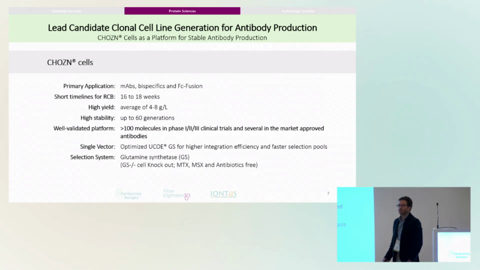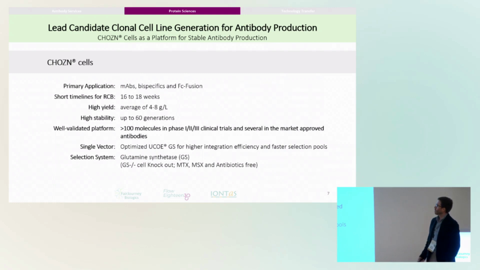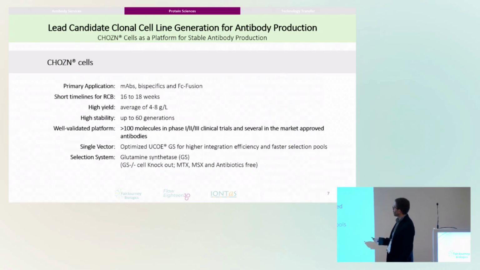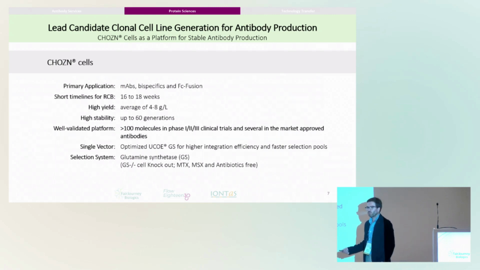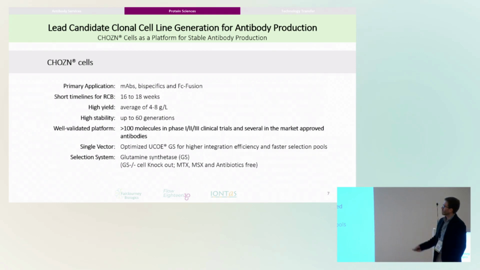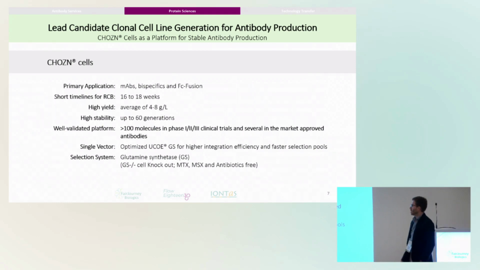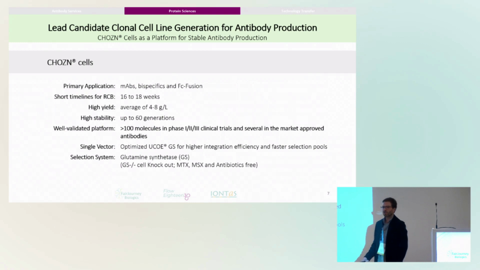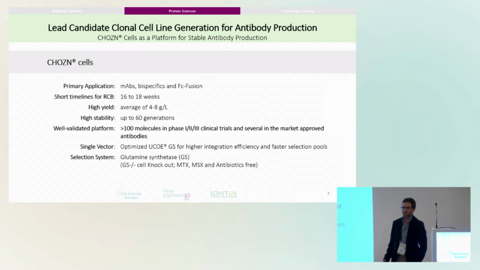As a vector, we will use a single vector that has some optimized sequences that allow high integration efficiency and faster selection of pools, and I'll go into more detail on that in the next slides. And the selection system will be based on glutamine synthetase because the cells are GS knockout, and I'll also explain a little bit more in the next slides.